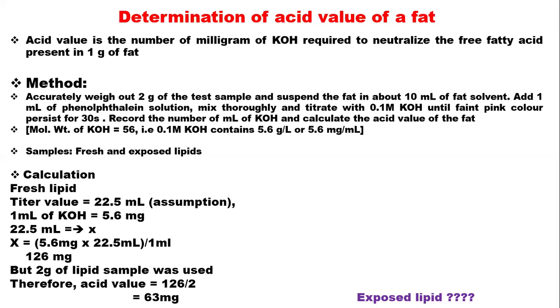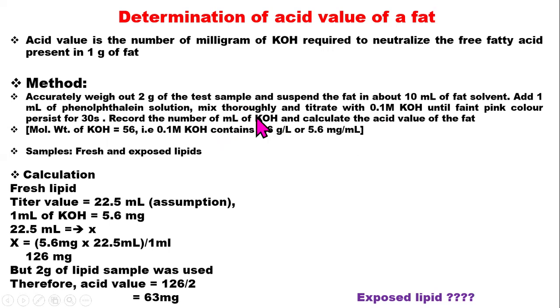So here you are going to weigh accurately 2 grams of the test sample, and you suspend it in fat solvent, which is chloroform, in about 10 ml of it, and you add 1 ml of phenolphthalein, and you mix thoroughly. Then you titrate with 0.1 molar potassium hydroxide until you have a faint pink color that persists for 30 seconds. You are going to record the number of mils of potassium hydroxide, and you calculate the acid value.